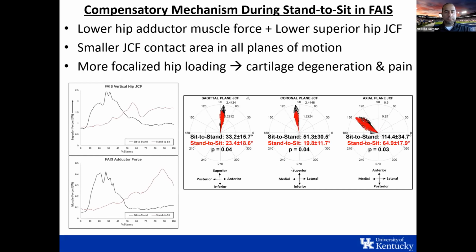So for the FAIS patients, our thoughts are that there's some sort of compensatory mechanism here during the stand to sit task: lower hip adductor muscle force plus lower superior hip joint contact force in order to potentially reduce pain, which would lead to a smaller joint contact force area in all three planes of motion. But in turn, these patients are potentially focalizing the hip joint loading pattern within the joint and then leading to more articular cartilage degeneration and potentially more pain in itself.